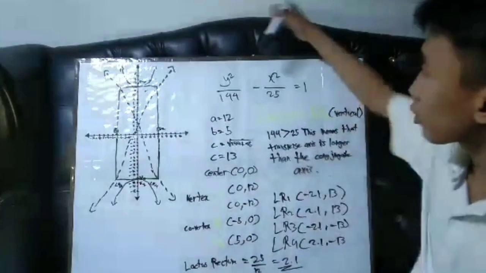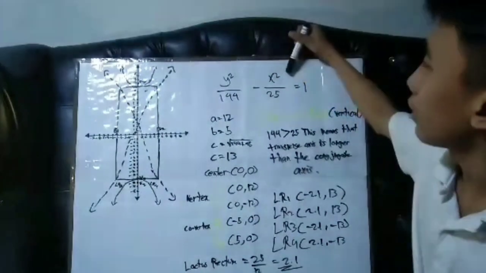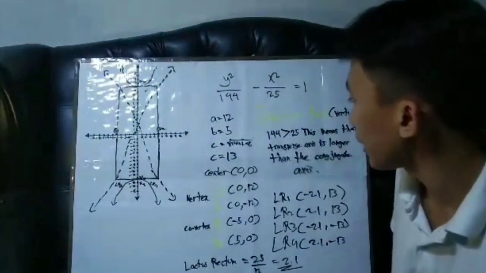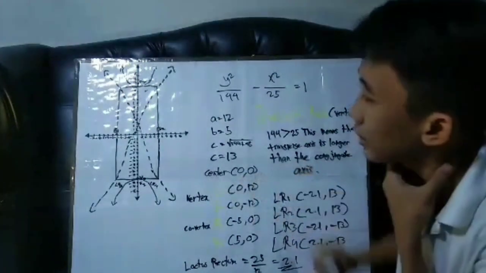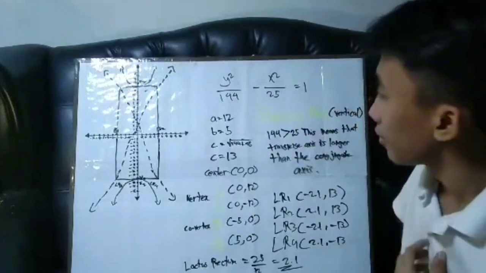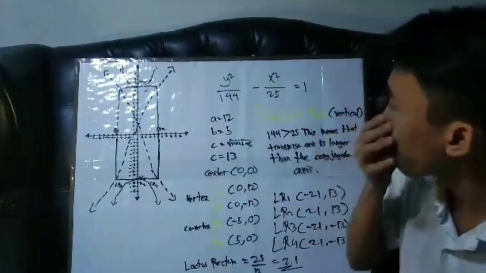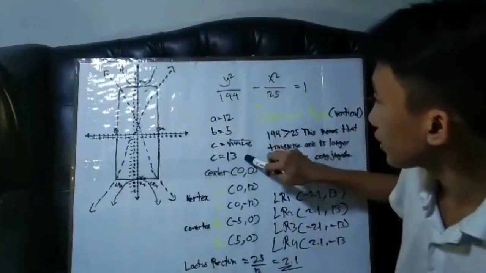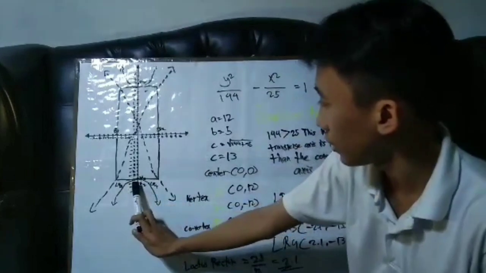So, dahil ganito ang equation natin, tatandaan na natin: pag ganito ang equation natin, ang center niyan is laging nasa origin. So, center natin is 0, 0. Next step natin is kukunin natin ang focus. So, ang focus natin is 13. So, ito yung focus 1, focus 2, 13.